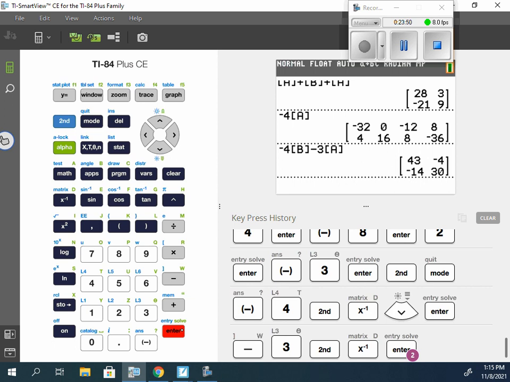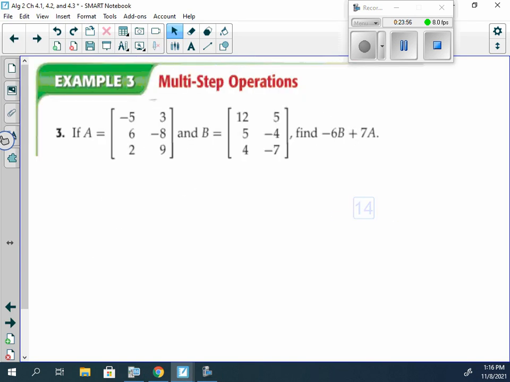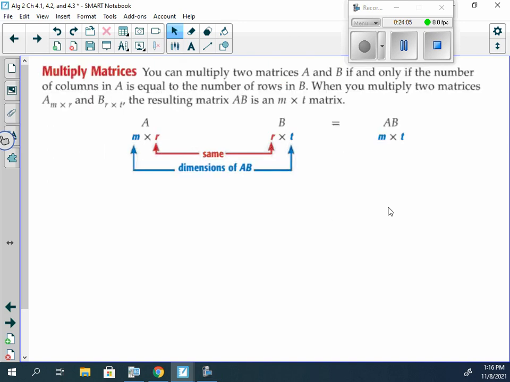Any questions on here? So we got addition, subtraction, and scalar multiplication added in. All right. Multiplication is the last thing we are looking at today.